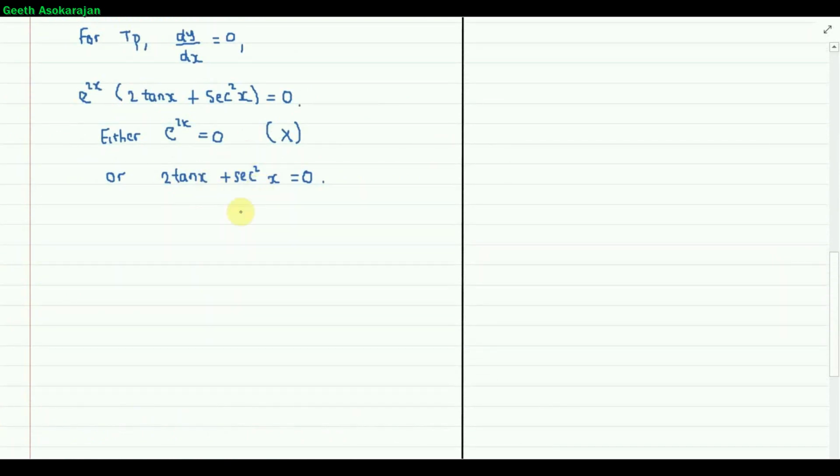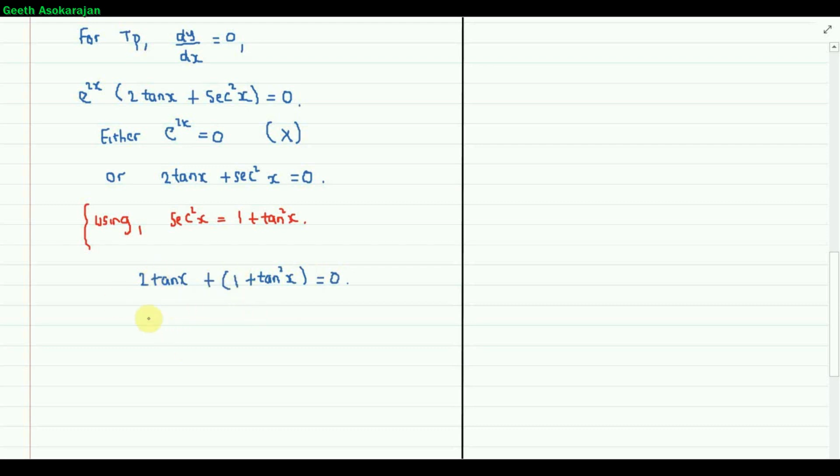Now we have a trigonometric identity that connects sec with tan, and remember this trigonometric identity, one of the Pythagorean identities. So let me use a red pen. Since sec squared x is 1 plus tan squared x, if I go back to blue and replace, I'll get 2 tan x plus sec squared x, which is 1 plus tan squared x, and that is equal to 0.